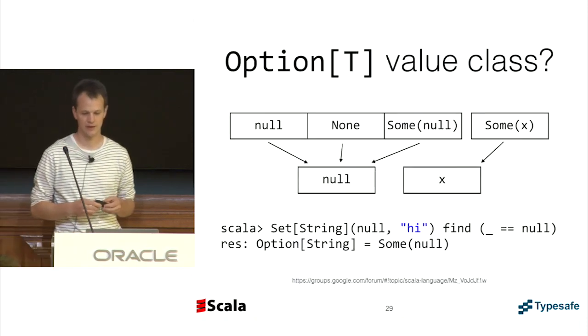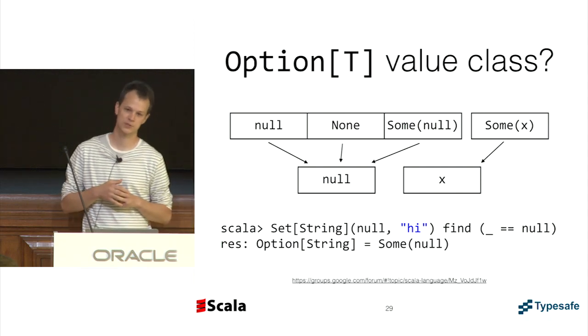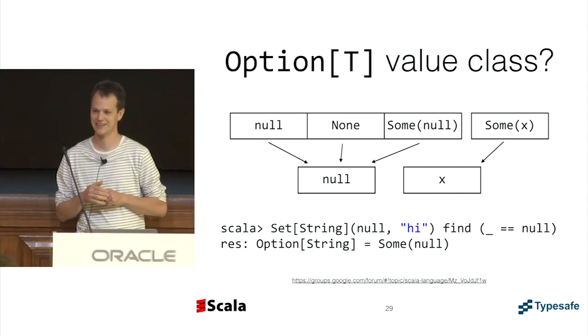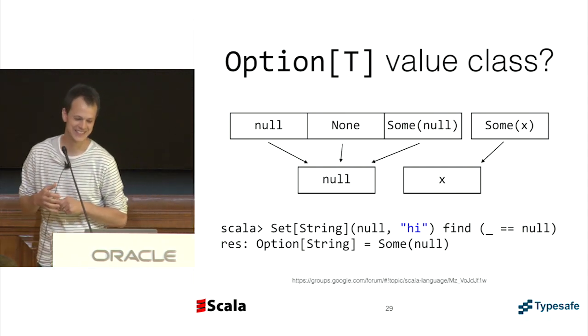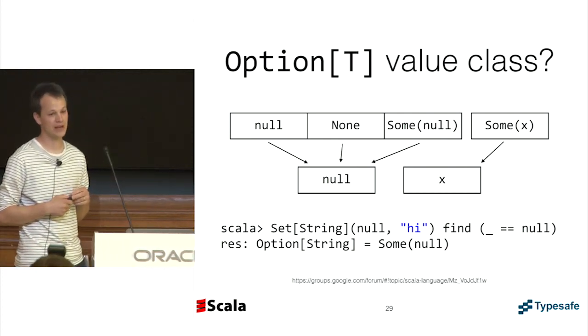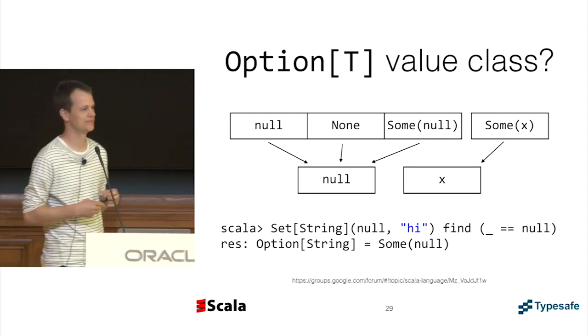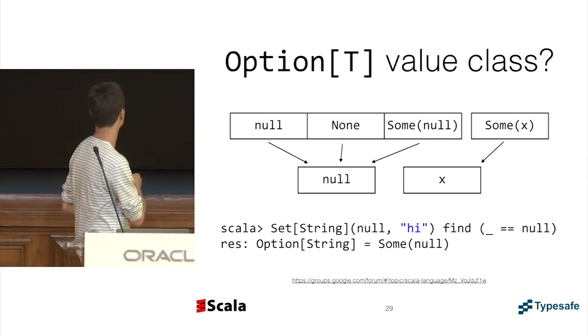Okay. Then one discussion that came up, of course, on the mailing list is this: can we make Option[T] a value class? And again, it's not straightforward, unfortunately, because if you have a value of type Option[T], it can have a number of shapes. So it can be null. The value can be null.